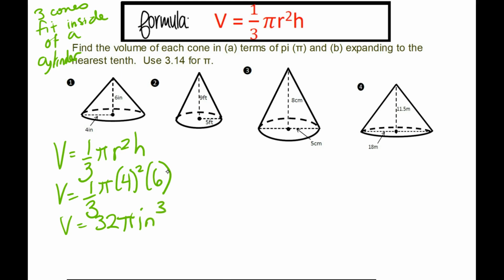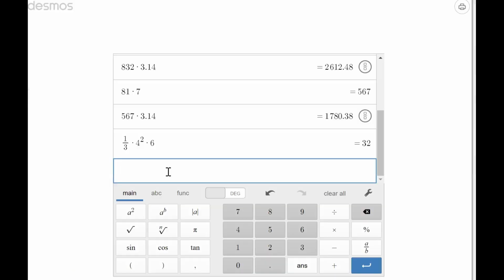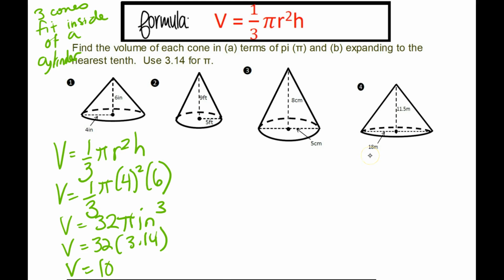So now I take it and I multiply it out. V is equal to 32 times 3.14. So we take that 32 times 3.14, and we get, rounding to the nearest tenth, that 8 is going to round it up to a 5. 100.5. What are our units? Inches cubed. I'm going to skip this one. It's easy. Skip. I trust it. Y'all can do this.